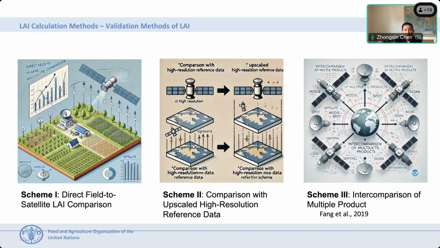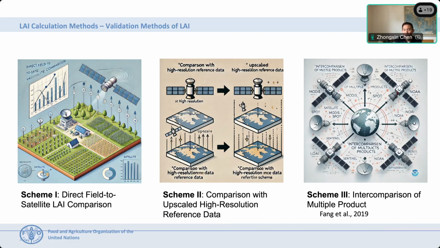And for the validation of this quantitative inverse parameter, like classification, the validation is a little bit more complicated than land cover. So there are different schemes for the validation. The first one is just the direct field-to-satellite LAI comparison, where we can measure the LAI in the field and compare directly with satellite-inverted LAI.